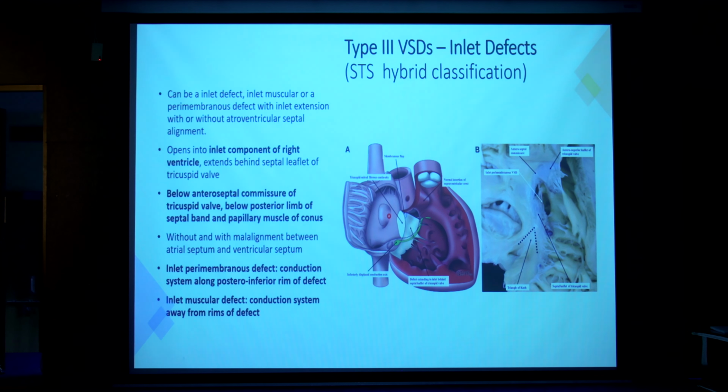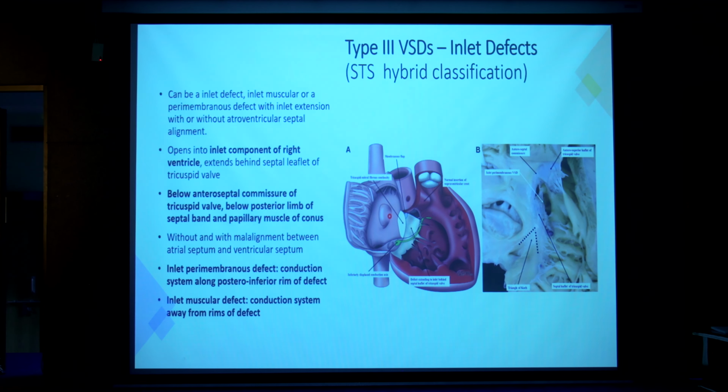So then comes the inlet VSDs. Inlet VSDs can be inlet defects exclusively in the inlet close to the tricuspid valve, bordered by the annulus of the tricuspid valve. They can be inlet muscular, and they can have inlet VSD with perimembranous extension. So there can be AV canal type. In these cases, especially inlet VSDs, AV canal type, where it is bordered posteriorly by the septal leaflet of the tricuspid valve, there can be septal malalignment.